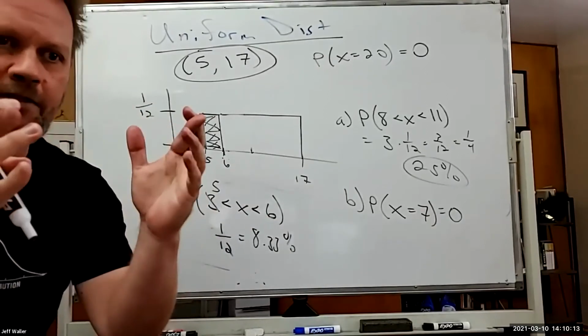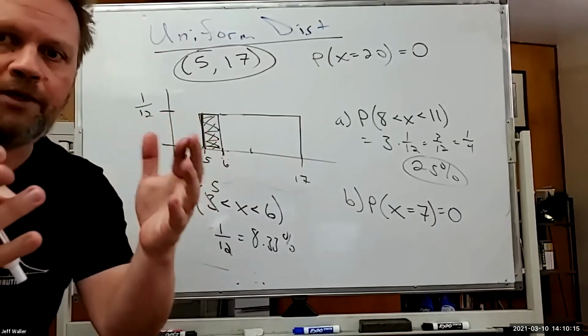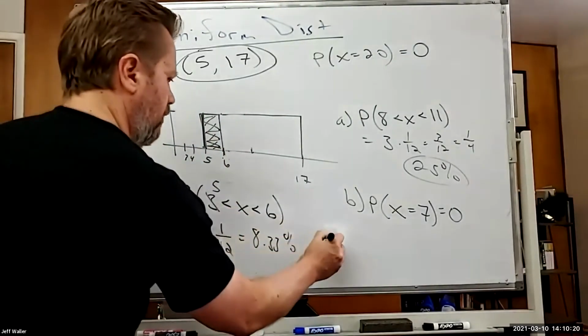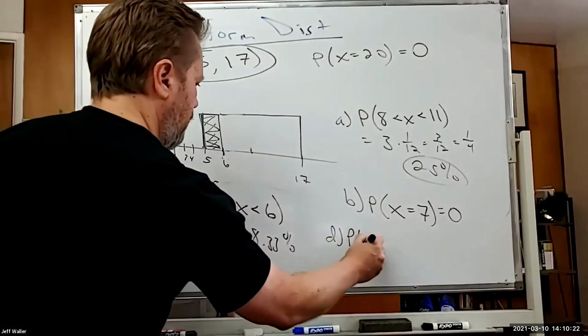That's pretty much it for weird questions. Here's one that shouldn't be too weird. This one should be easier. What's the probability x is greater than 17?